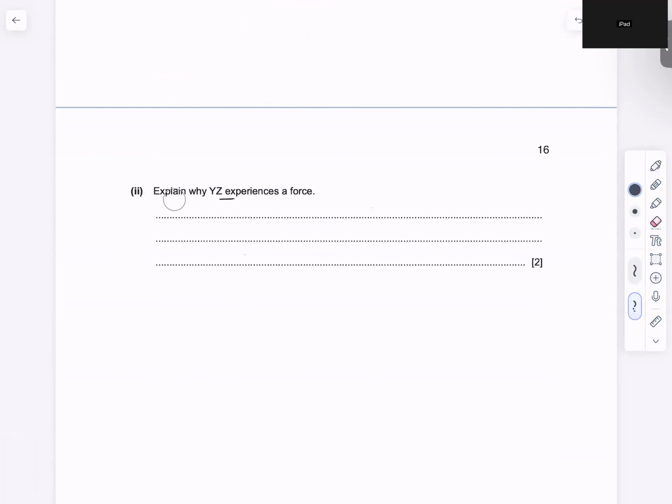Now the next part is: explain why YZ experiences a force. In this part, they are asking the reason. Basically, a current will experience a force if it is not parallel or anti-parallel to the magnetic field. Current at any angle will experience a force. It will not experience a force only if it's parallel or anti-parallel to the magnetic field.